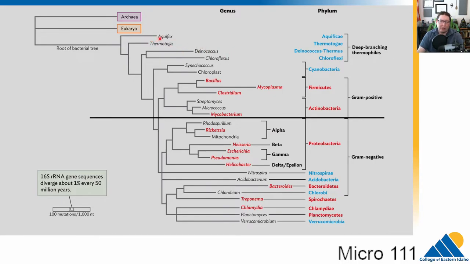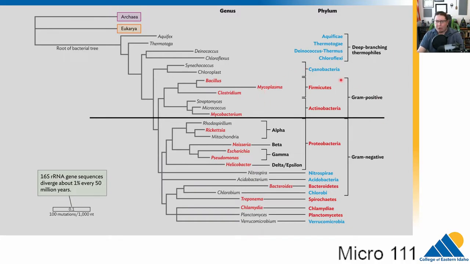So like Aquifex here is a hot spring thermophile that lives in Yellowstone. These are real early emerging, in evolutionary terms, groups of bacteria, and they are environmentally important but tend to not cause disease for us. We will also talk about the cyanobacteria, which tend to not cause disease, but they include the photosynthetic autotrophs, which create oxygen. So they are indeed very important to us, right?